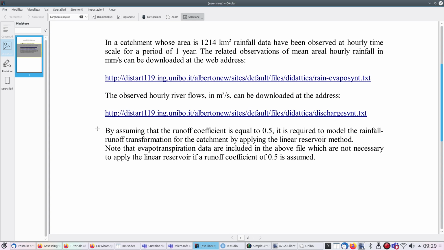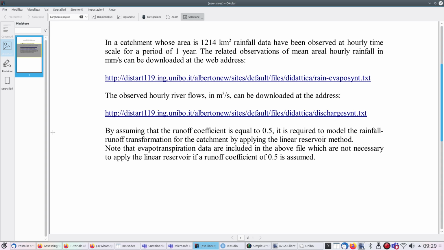Okay. So we need to assume that the runoff coefficient is equal to 0.5. Remember what the runoff coefficient is? The runoff coefficient is a reduction factor that is applied to gross rainfall to obtain net rainfall. By multiplying gross rainfall by the runoff coefficient, we take into account water losses, which means evapotranspiration, infiltration, whatever. Okay, so this runoff coefficient is 0.5.